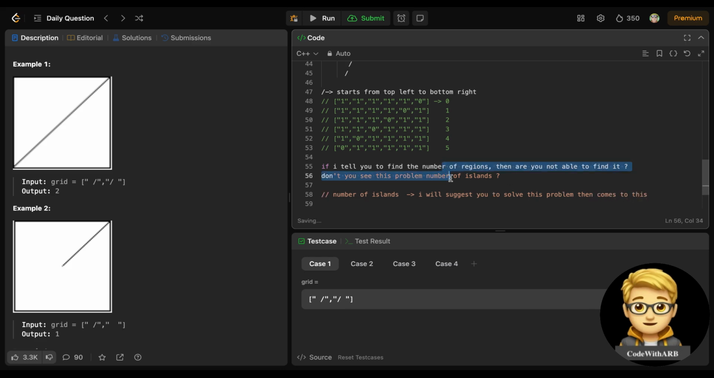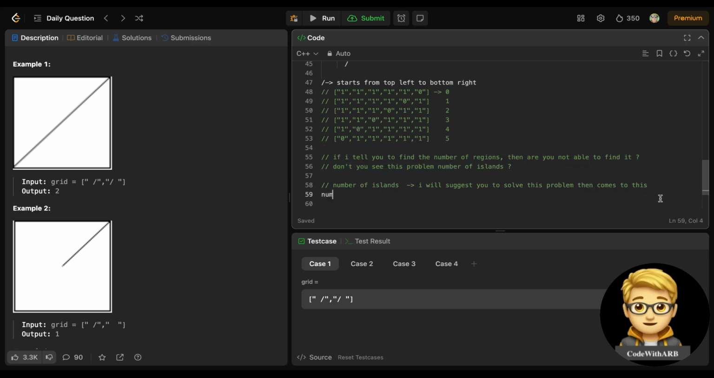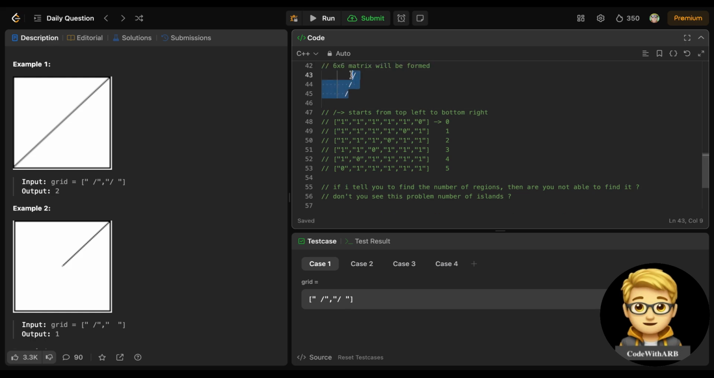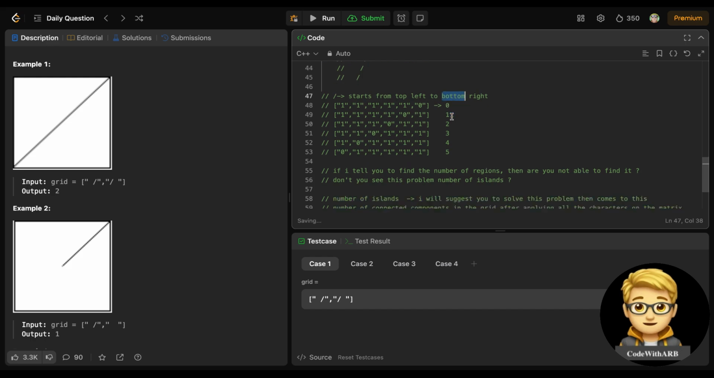We just need to find the number of connected components in the grid after applying all the characters on the matrix. So basically it is just about how I apply each character to the grid. The forward slash starts from top left to bottom right.